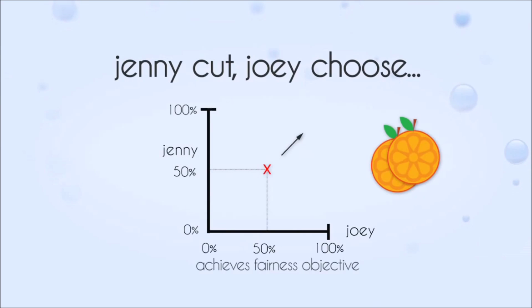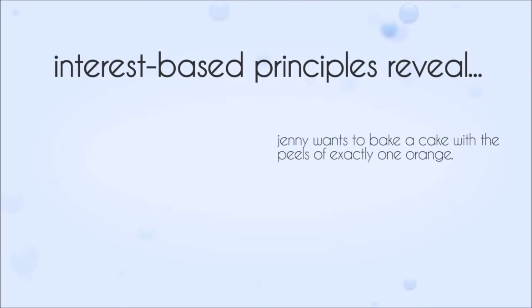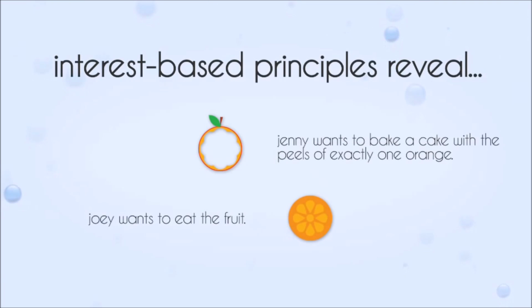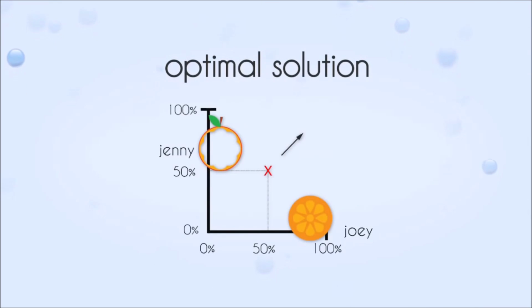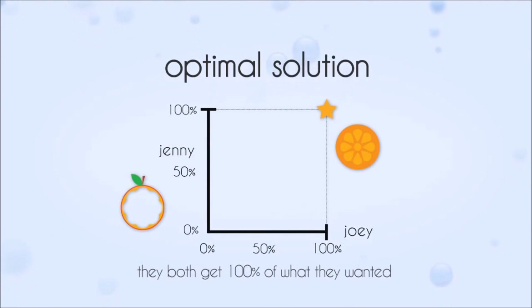To further explore this, we dig a little deeper into our bag of interest-based principles and ask each child why they want the orange. It turns out that Jenny isn't interested in eating the orange. She wants to bake a cake that calls for the peels of exactly one orange. Joey, on the other hand, can never get enough oranges to eat, but always throws the peels into the waste bin. So now you know the optimal solution. Give Jenny all the peels and Joey all the fruit. They both get 100% of what they wanted, which achieves our efficiency objective.